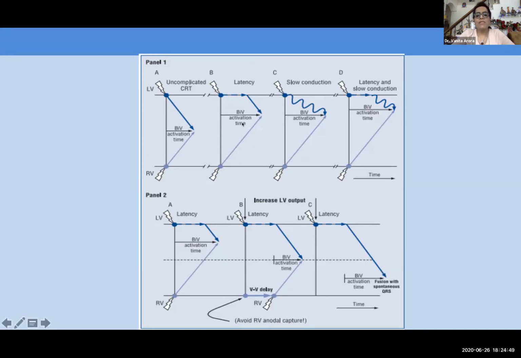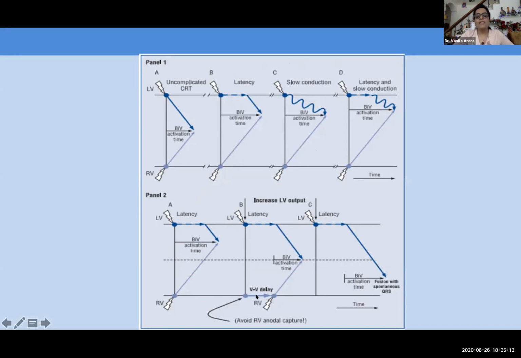So if there is latency, or there is slow conduction because of scar, for both these things, when we pace, the biventricular activation actually occurs from the RV. The depolarization starts from the RV, and that is the stronger vector than the LV. And this needs to be taken care of. Now, how can we take care of it? We have to take care of it by playing with the VV delay.